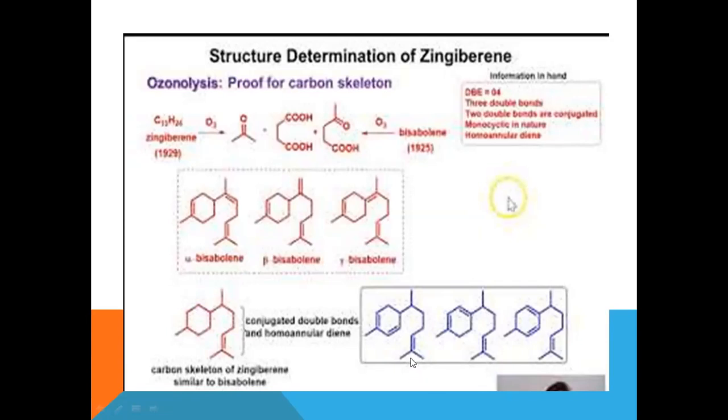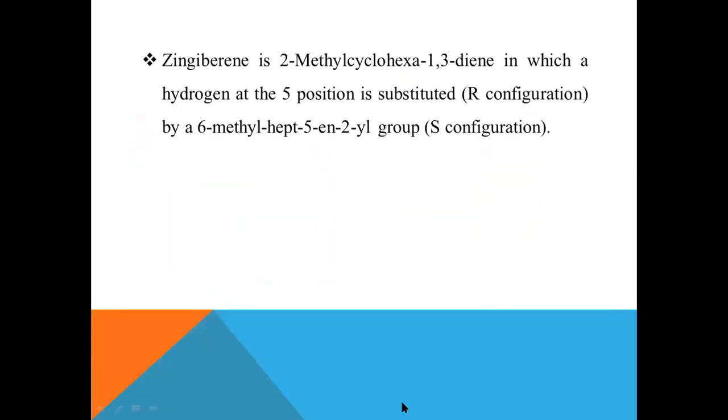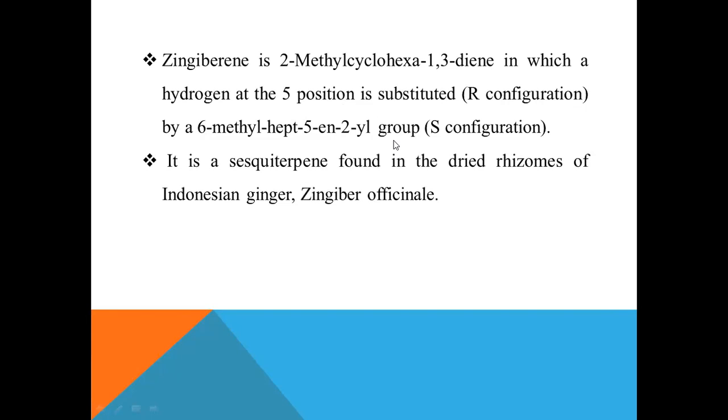Based on that, we can give 3 different structures for gingiberine. The double bonds may be present like this, or like this, or like this. Based on the synthesis, the structure of gingiberine will be confirmed. Finally, we can say that gingiberine is 2-methylcyclohexa-1,3-diene, in which a hydrogen at the 5th position is substituted by a 6-methylhept-5-ene-2-yl group. This we can clearly see after looking into the structure.